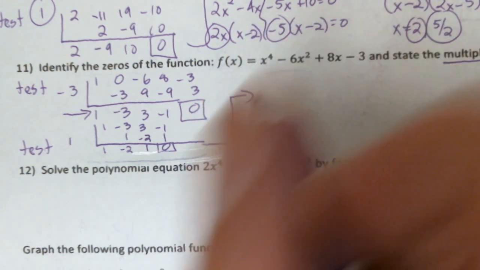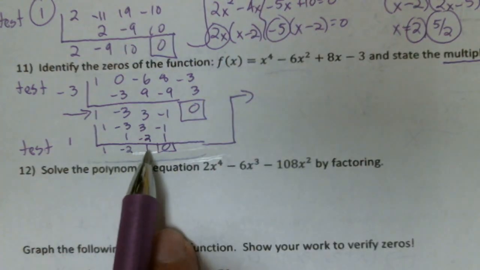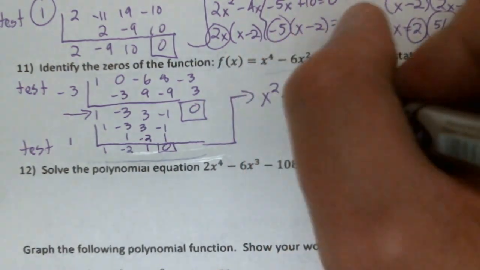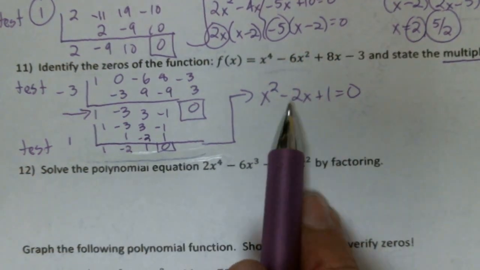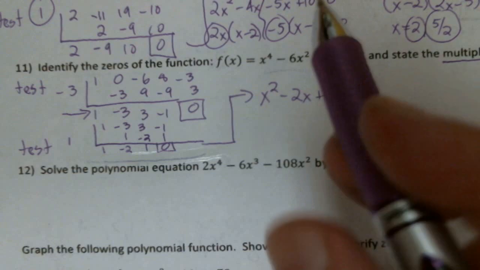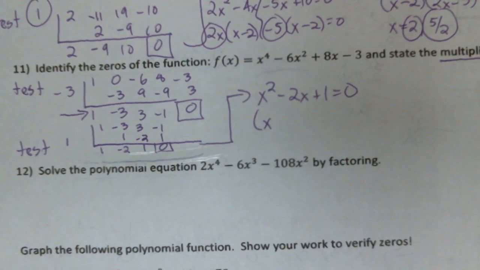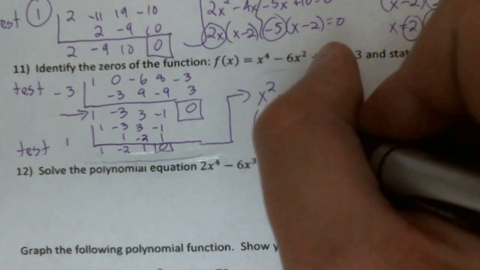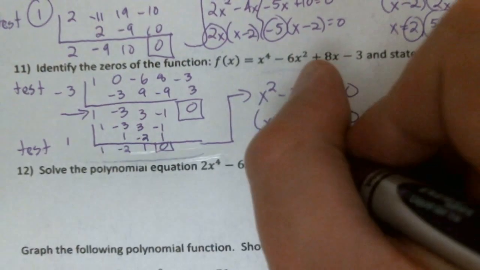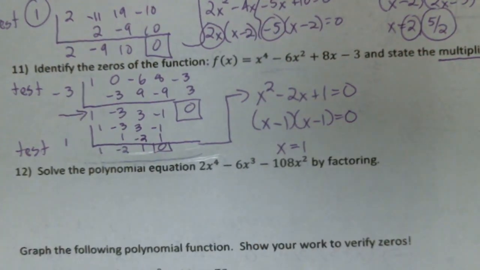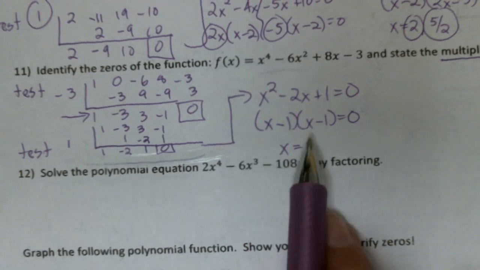All right, so now I've got my quadratic. x squared minus 2x plus 1 equals 0. Are there any factors of 1 that add to -2? Yes, Mr. Manice, there are. That's -1 and -1. So x minus 1 times x minus 1 equals 0. Flip the sign and I get x is equal to 1. Okay, but I got 2 of them.